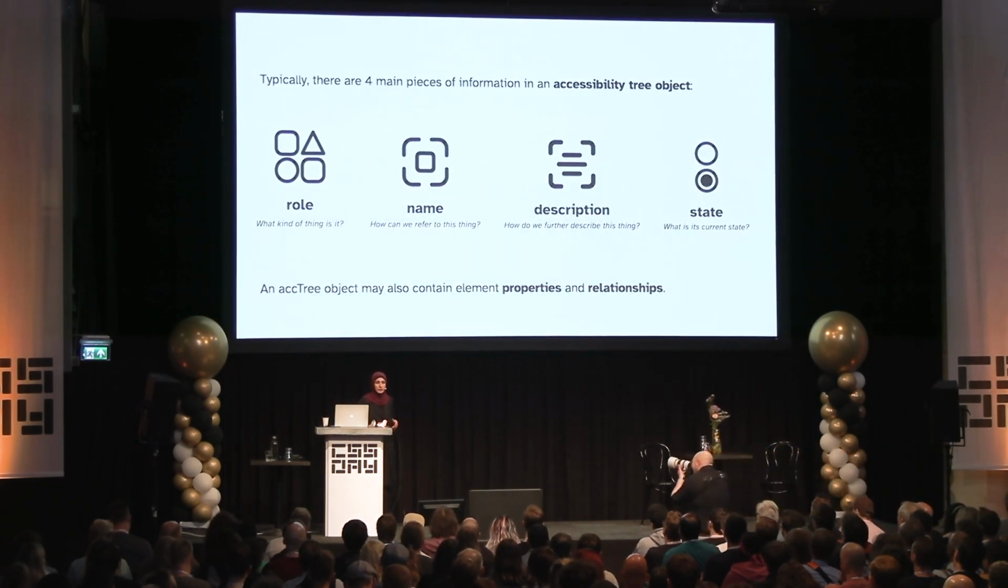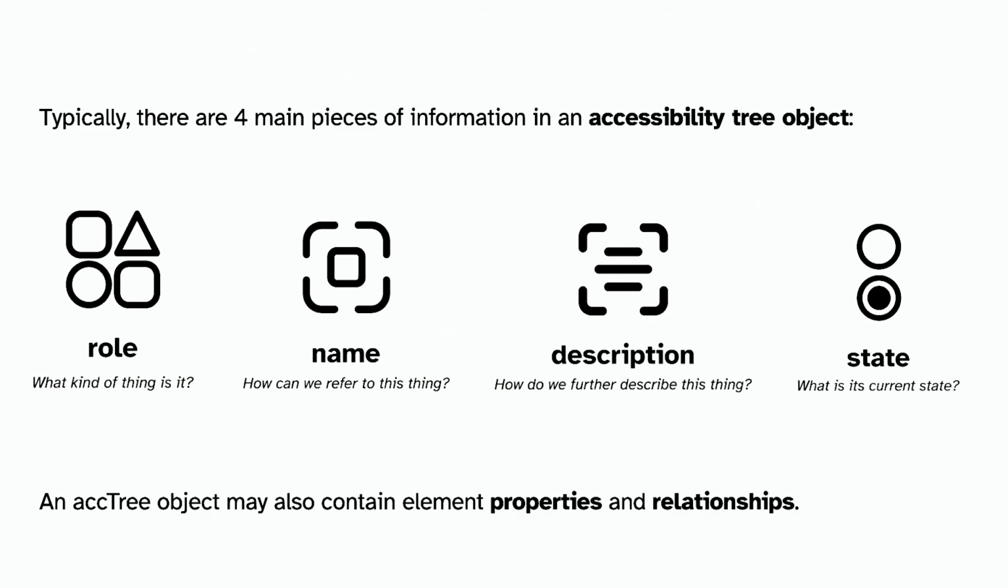An accessibility tree object may also contain element properties, such as if the element is required or disabled, and element relationships, such as if the element is part of a group or if it is labeled by another element.